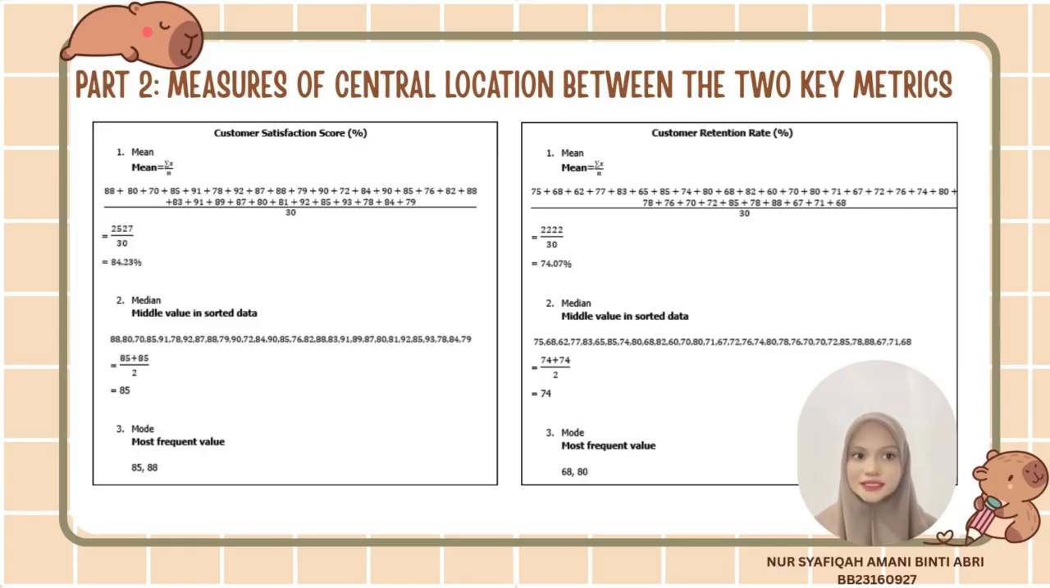While for customer retention rate, the mean is the sum of values divided by the number of values. So the sum of values is 22 divided by 30. The answer is 74.07%. The median is the middle value in sorted data, so the answer is 74. While the mode is the most frequent value, so the answer is 88 and 80.